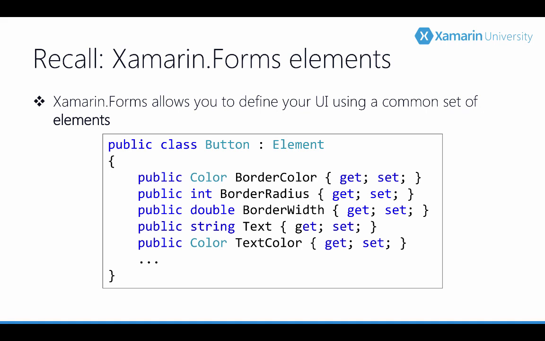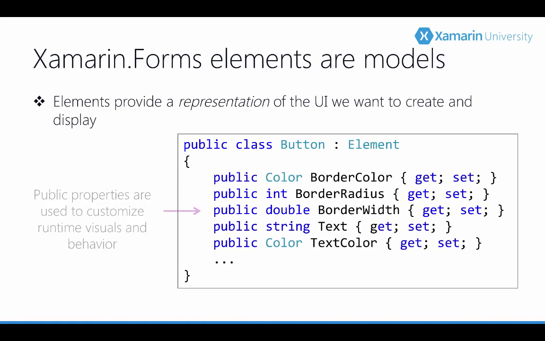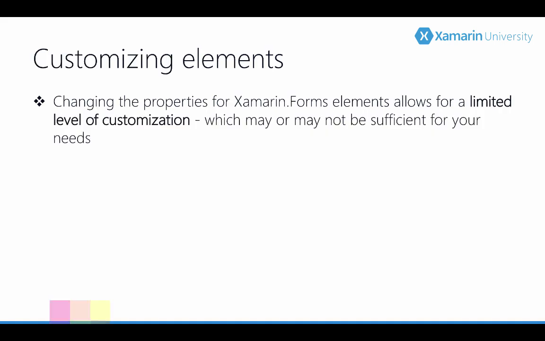But these controls are not visual. They're really placeholders for what we need to generate. At runtime, Xamarin.Forms will create a platform-specific control for each of these elements. For most elements, we can customize the appearance of the generated control by setting properties. And where possible, the platform control will be adjusted to respect those property values. So think of elements as platform-independent models, which represent the control that we want to generate at runtime.